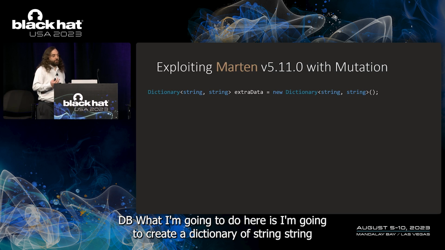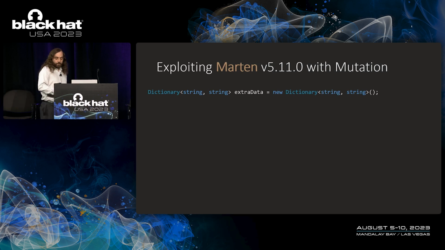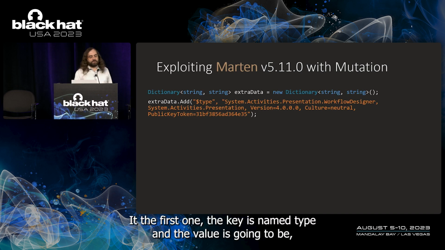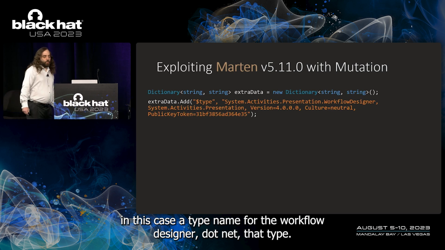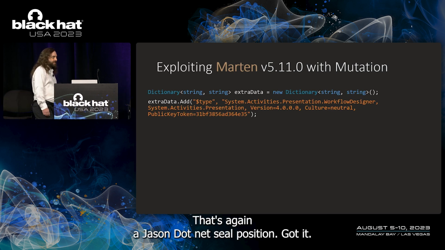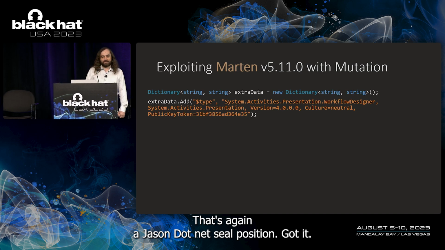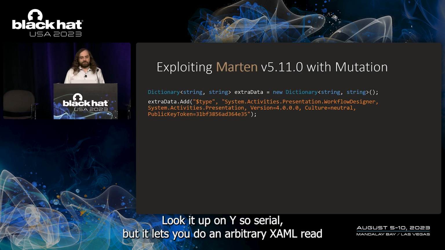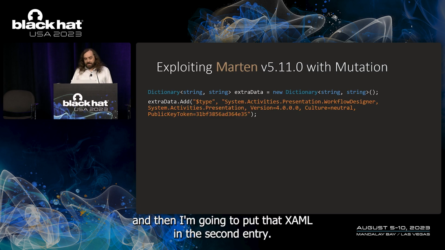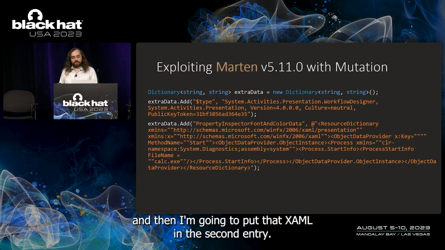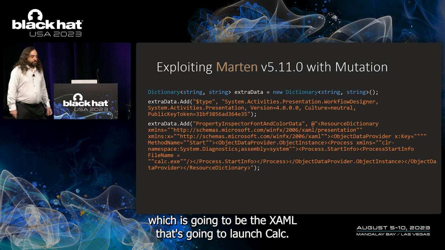What I'm going to do here is create a dictionary of string, and then put two entries in it. The first one, the key is named $type, and the value is going to be, in this case, a type name for the workflow designer.net type. That's, again, a JSON.NET serialization gadget. Look it up on Why So Serial. But it lets you do an arbitrary XAML read. And then I'm going to put that XAML in the second entry. So I'm setting another property on it, which is going to be the XAML that's going to launch calc.